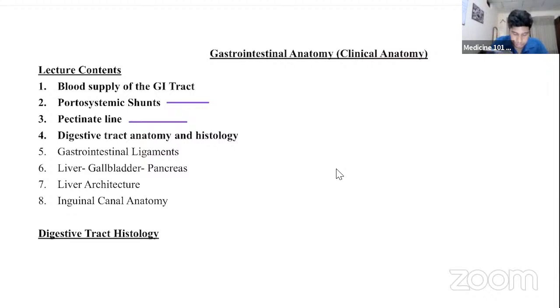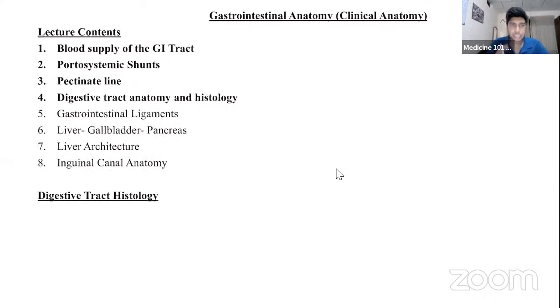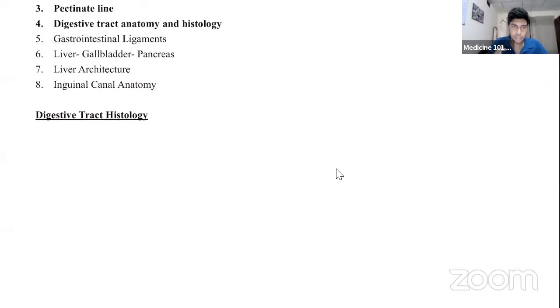Tomorrow we will have topics including the liver, gallbladder, the ligaments, and also another very hard topic, actually, the inguinal canal. Okay, so let's begin our lecture. First, let's take a look at the digestive tract histology.